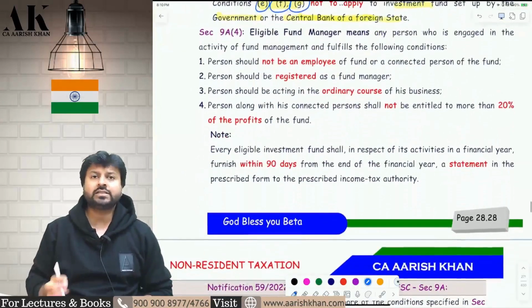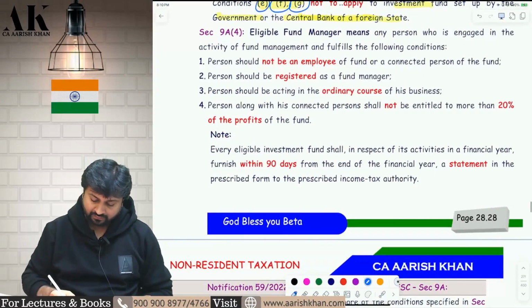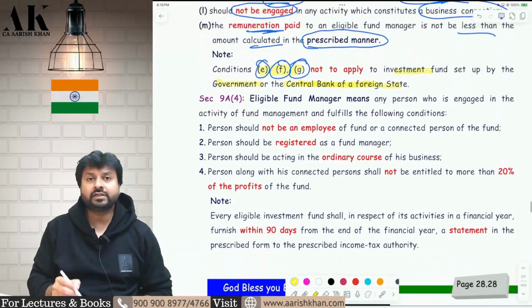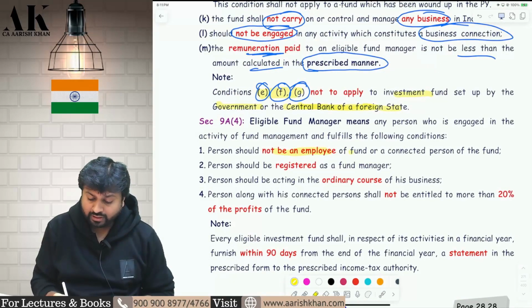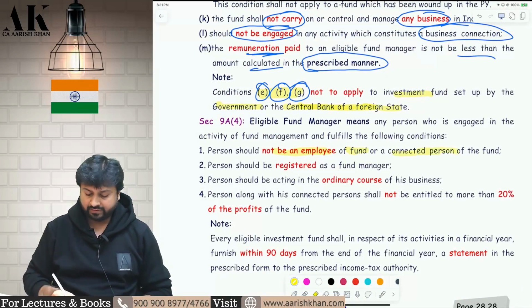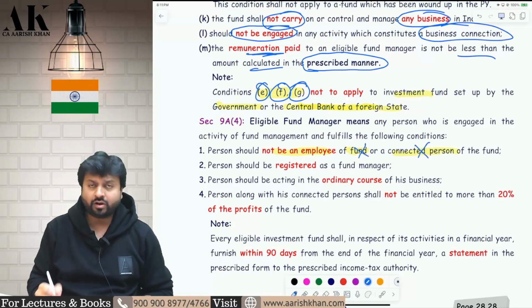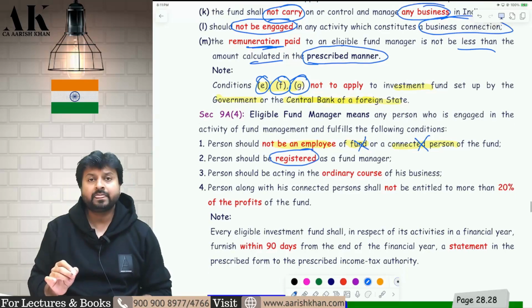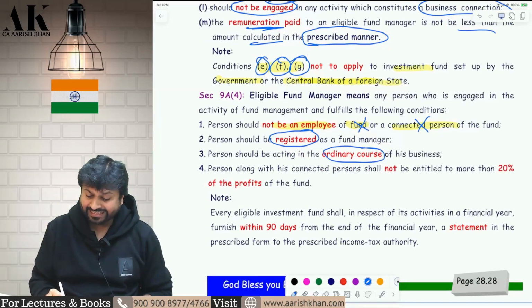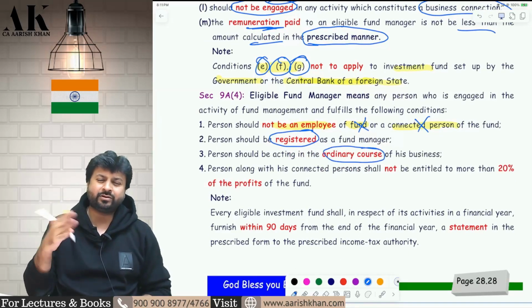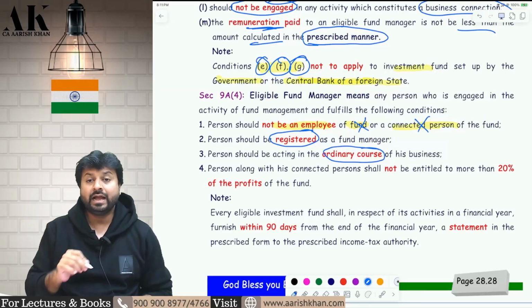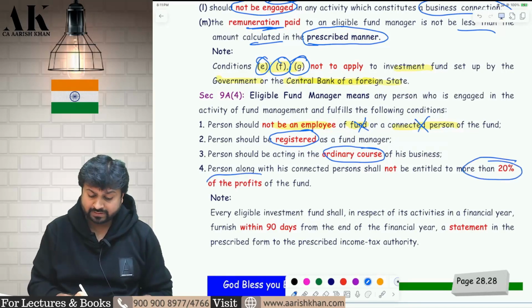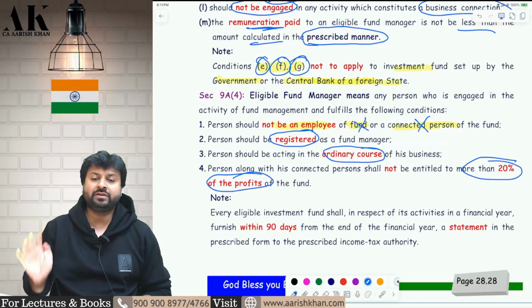Now, what all conditions does the eligible fund manager have to fulfill? The fund manager also has to fulfill certain conditions. First, the manager should not be an employee of the fund or a connected person of the fund. Second, the fund manager should be a registered fund manager. Third, the fund manager should act in the ordinary course of business. This is his day-to-day business to manage funds of the people. And the fund manager should not be given more than 20% profits. More than 20% profit should not be given to him.